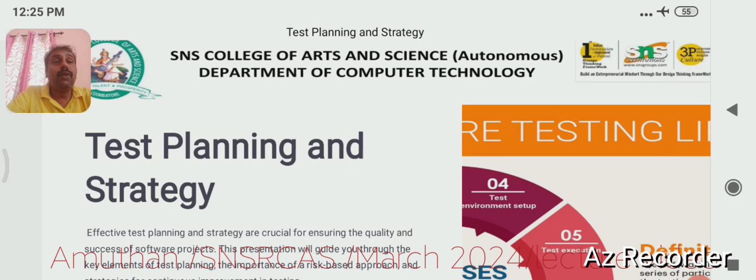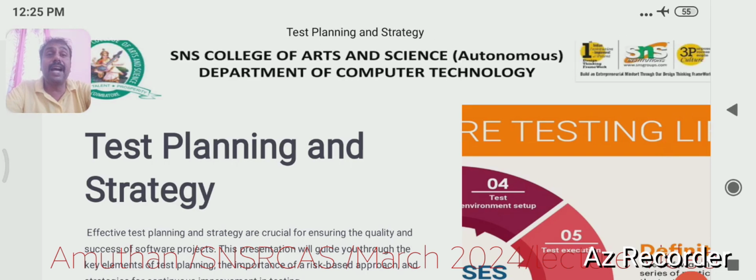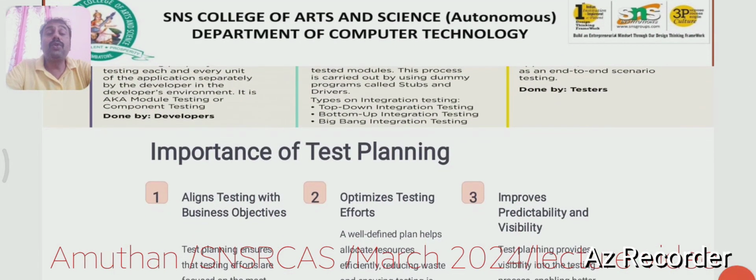So 4 test environment setup, 5 test execution, 6 test cycle closure. The strategy we have to select, we have to create a strategy.